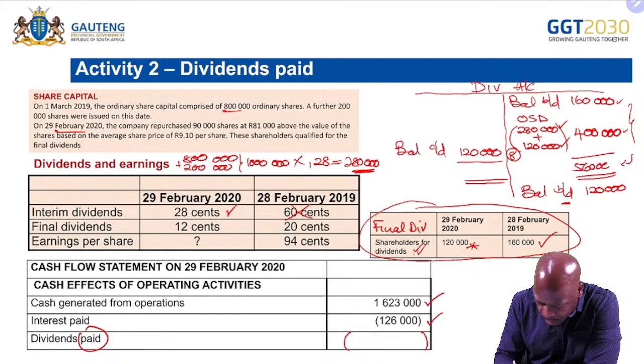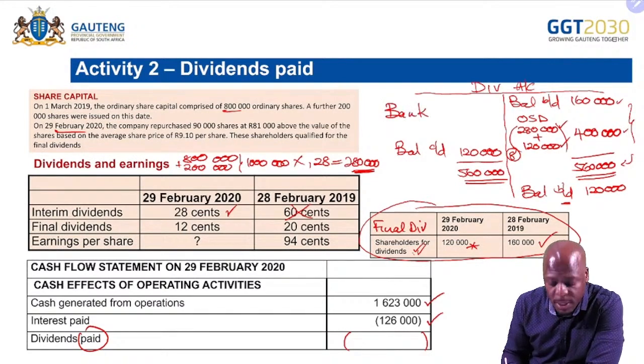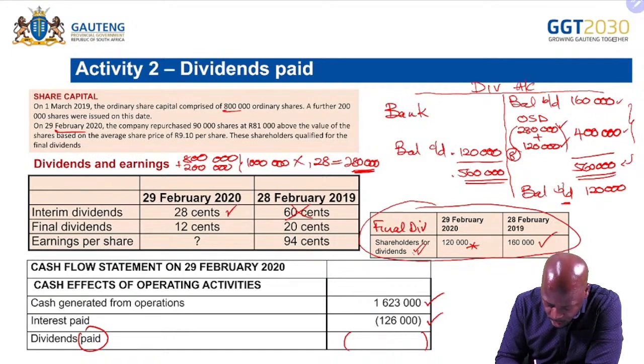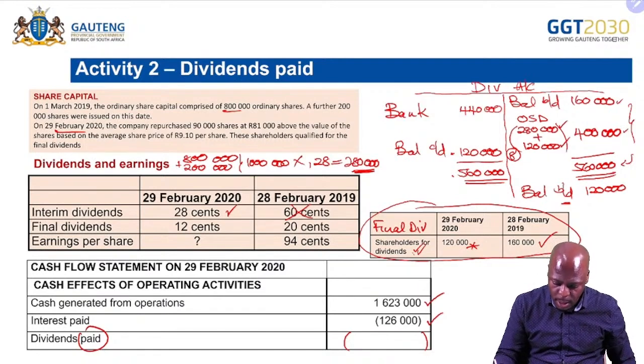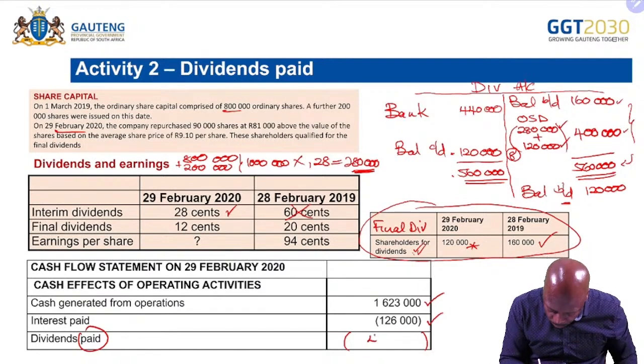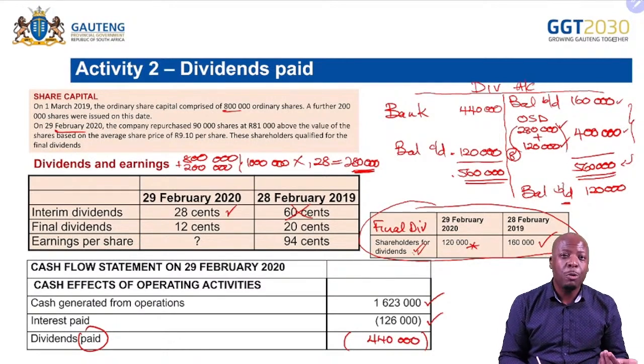Remember, I'm completing a ledger account. So I look for the side with the highest amount. Yes, 560. That means the missing amount here becomes my bank. That is the missing amount. How do I get that? I'm saying 560 minus 120, which then gives me 440,000. That is the dividends paid. 440,000. Dividends paid.